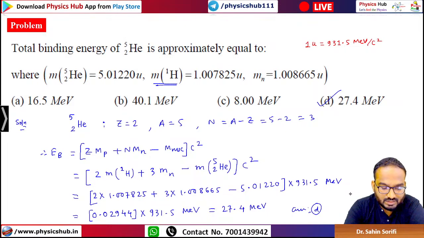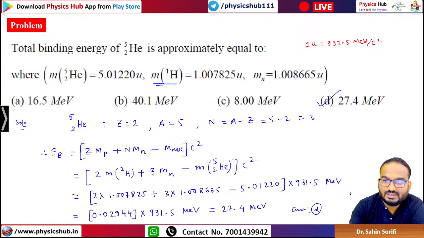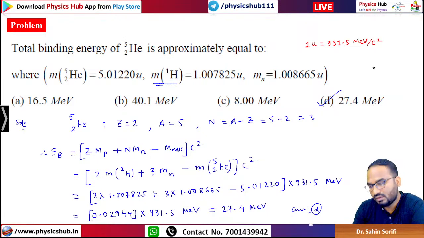One thing, as Karthik asked: in nuclear physics, we generally take up the unit MeV. The order is of the order of MeV. So here we don't convert MeV into joule. Generally, whatever units are given, we try to keep it in MeV, because that is the order of the nuclear forces.